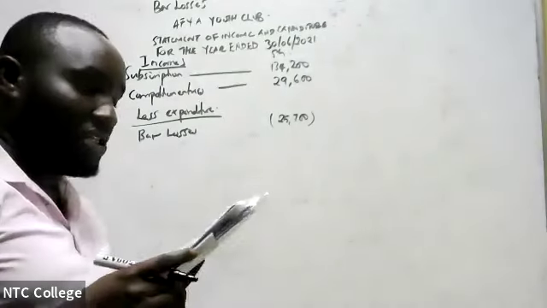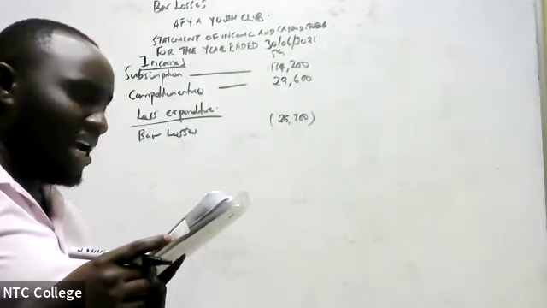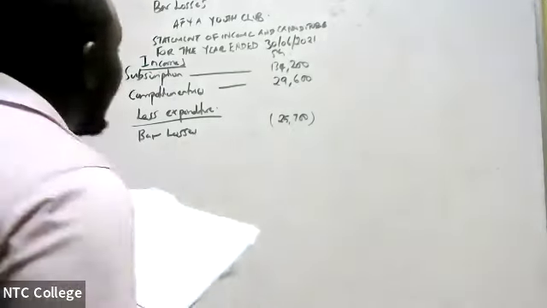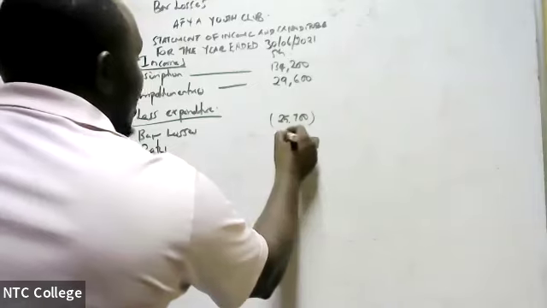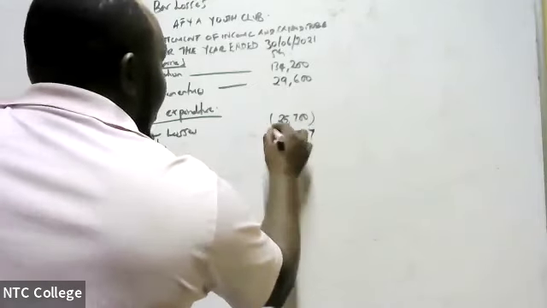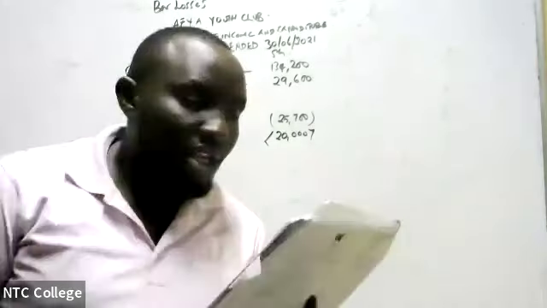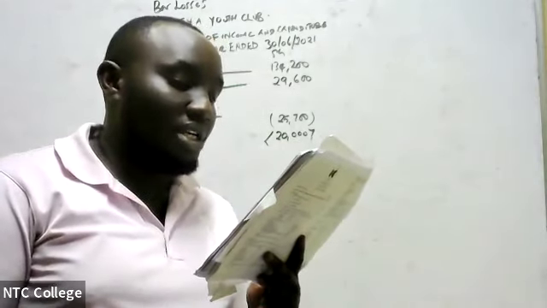The next expense, look there at the rates. How much are the rates? 20,000. Is there any adjustment? There's not any adjustment. Then we have loan repayment, which is not an expense. Are we together?